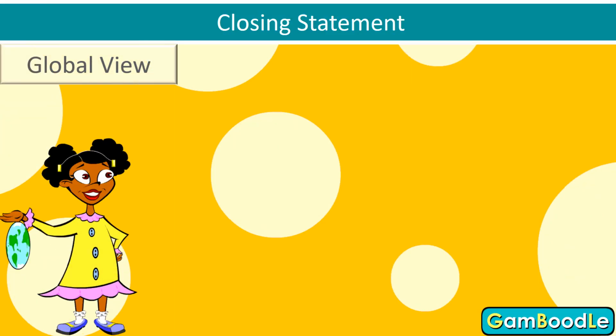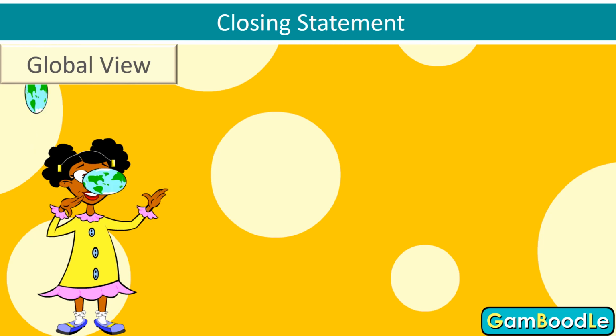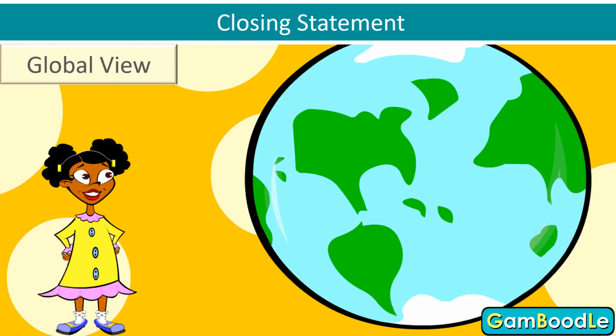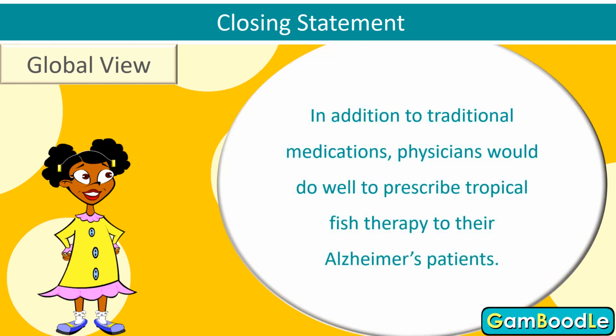Another type of closing statement takes a broader or global view on a particular topic. This option invites the reader to consider larger implications that are not covered within the scope of the essay. For example, in addition to traditional medications, physicians would do well to prescribe tropical fish therapy to their Alzheimer's patients.